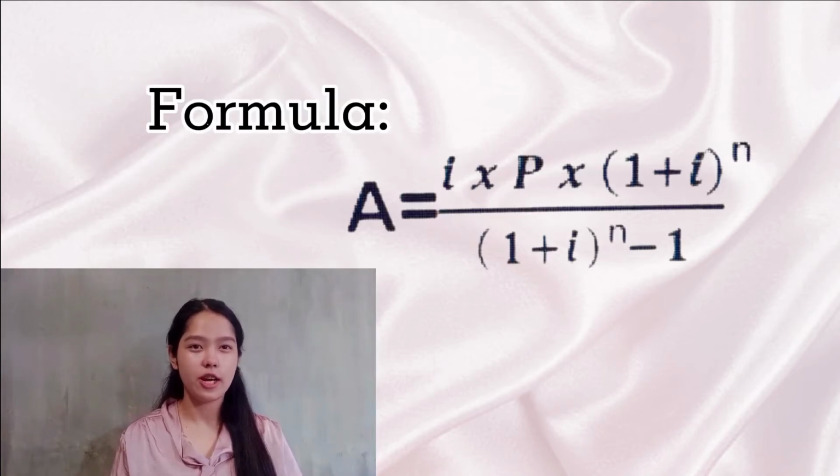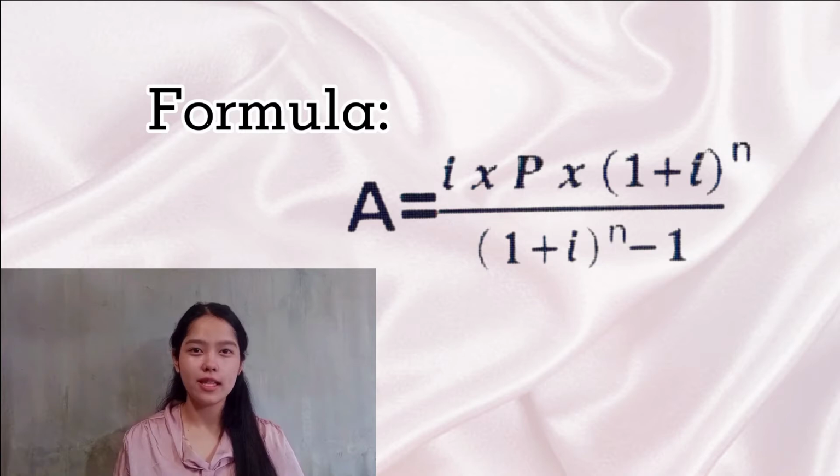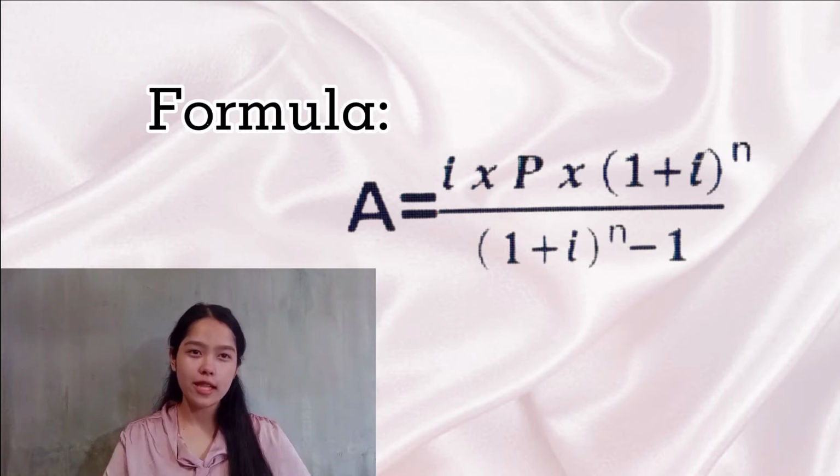And the formula for this is: monthly amortization is equal to monthly interest rate times loan's initial amount times the quantity of 1 plus monthly interest rate raised to the total number of payments, over the quantity of 1 plus monthly interest rate raised to the total number of payments, minus 1.